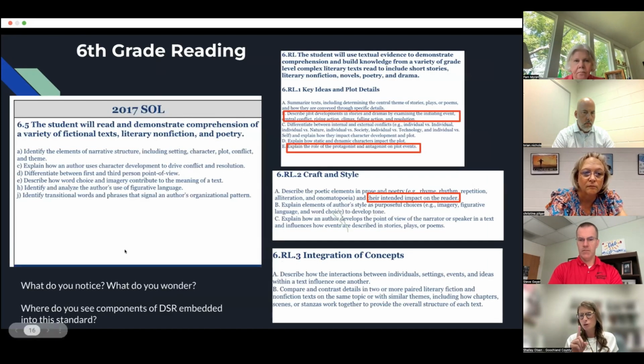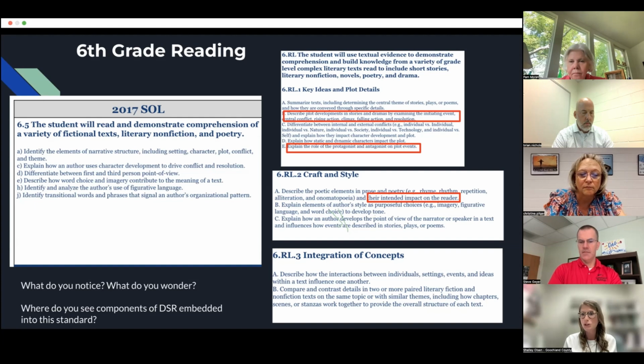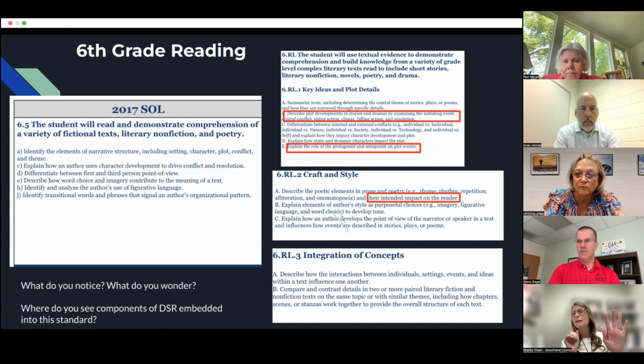I said I'm partial to math, but if you look right here at the 2017 standard, it does have identify, explain and describe in what we're asking students to do around fictional texts. But the difference in the new standard is that we're asking students really to use textual evidence, which is one of the skilled reader skills, to demonstrate comprehension. And then they're breaking it down into some of the other components of the developing skilled readers skill, and really looking at not just being able to describe elements, but actually, for example in the craft and style, not just describe poetic elements, but to talk about the impact on the reader.